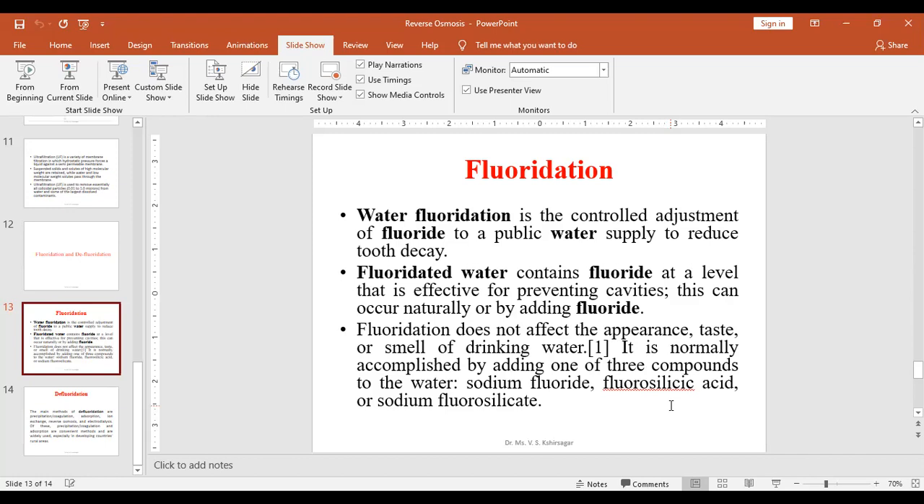Are you getting it? So you can note down this slide. It is normally accomplished by adding one of three compounds. And what are these three compounds? That is sodium fluoride and fluorosilicic acid or sodium fluorosilicate. Okay. So this practice is known as fluoridation. I request you to copy this slide. Then I will explain about defluoridation.